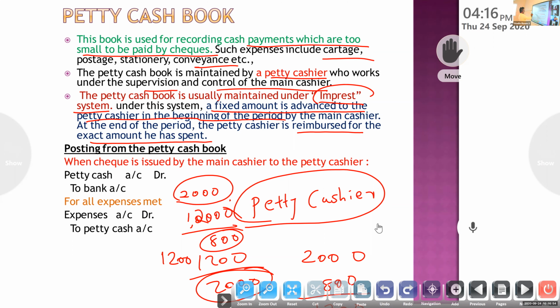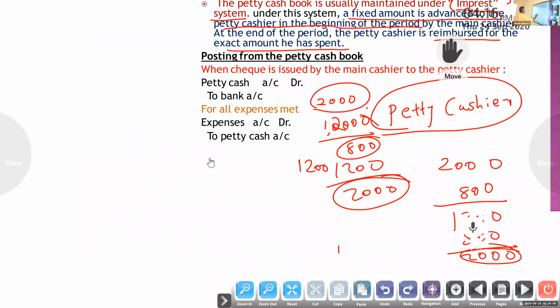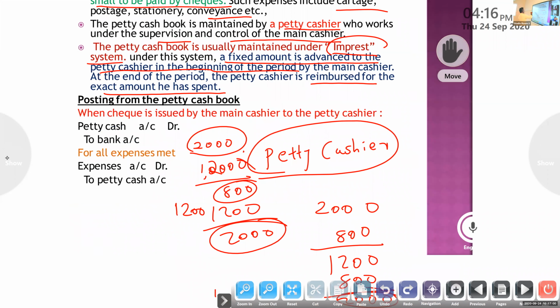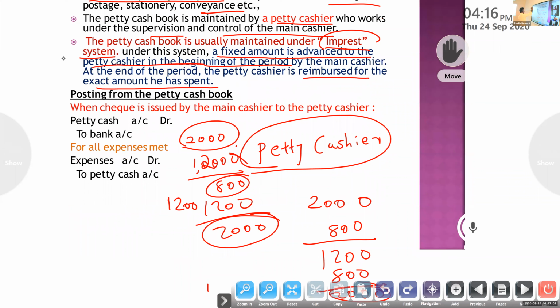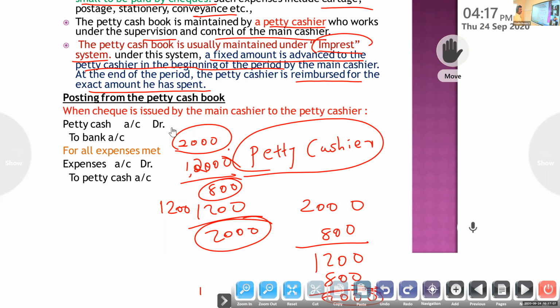So what is the journal entry? Posting is from which book? Petty cash book. When a cheque is issued, think from the company's point of view, when a cheque is issued by the main cashier to the petty cashier.